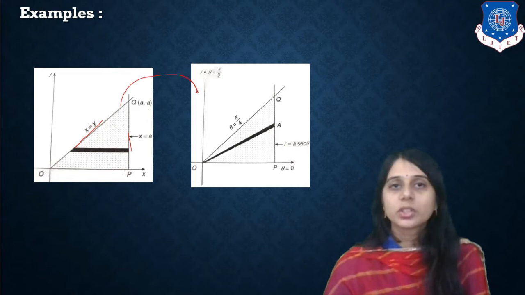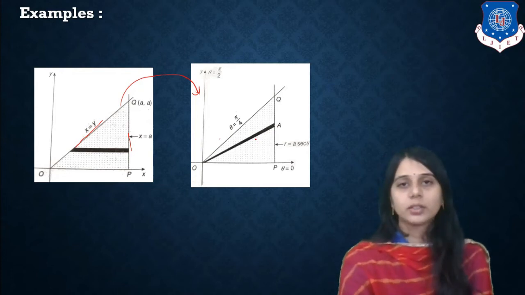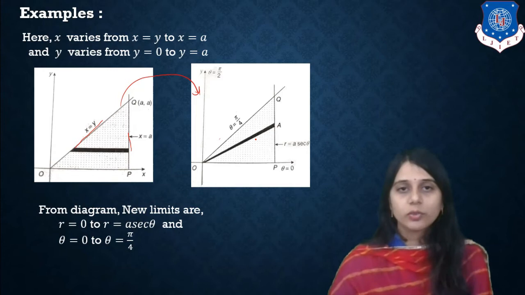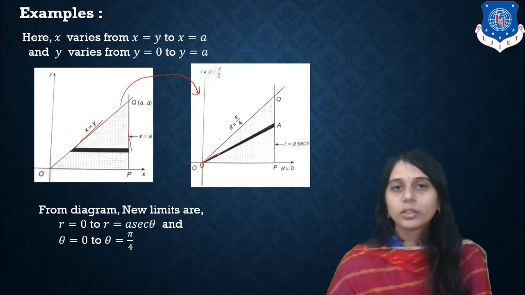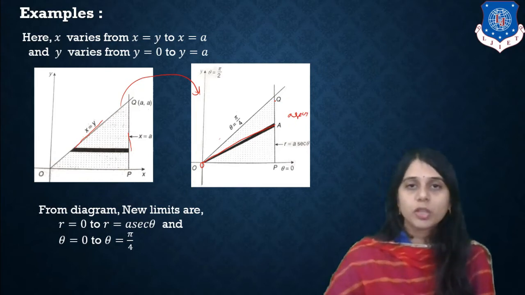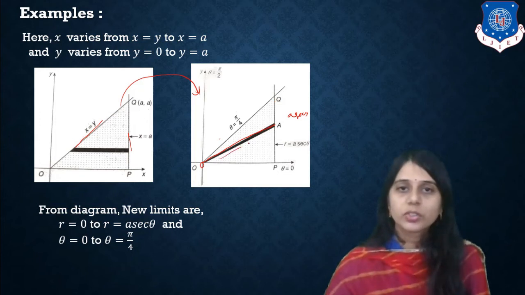In polar formation, we say that theta goes from pi by 4 to pi by 2, and r equal to a sec theta. So we get the limit of r starting from 0 and going to a sec theta, because we are getting a tan theta formation, and theta from 0 to pi by 4 because we cover the region of this.